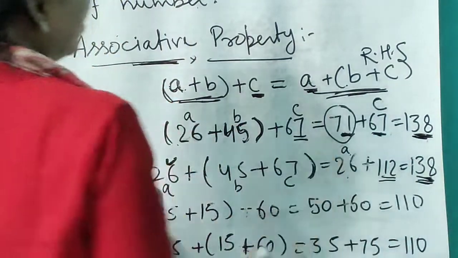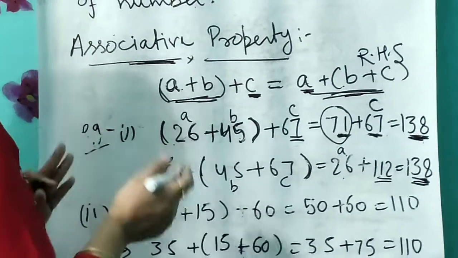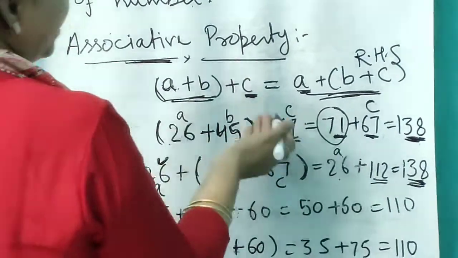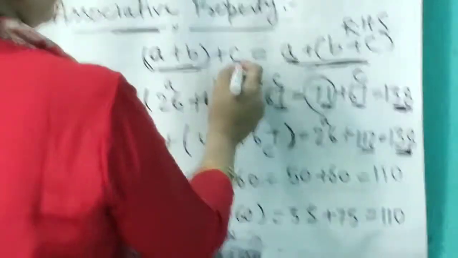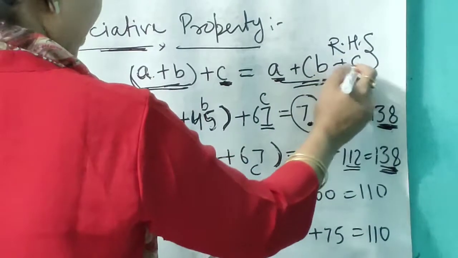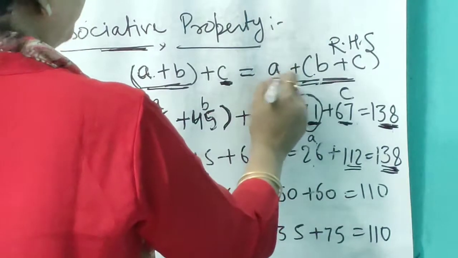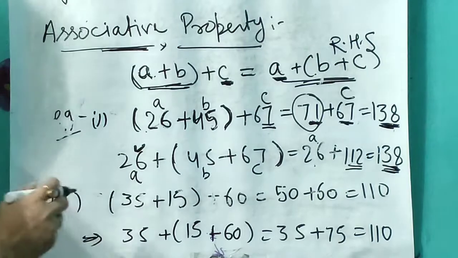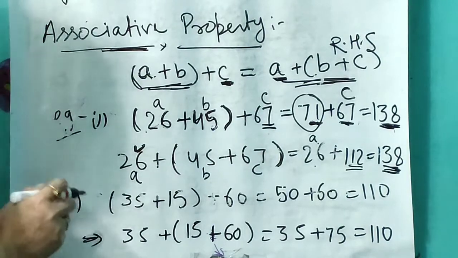So this is known as associative property, which means you are making a group of two numbers and adding it with the third. First we add the first two numbers and then add the third, or we take the first number separately and add it to the sum of the second and third. Then this result will be the same. So this is known as the associative property of addition.